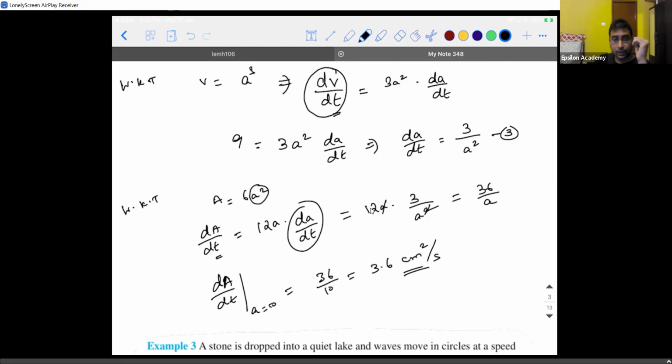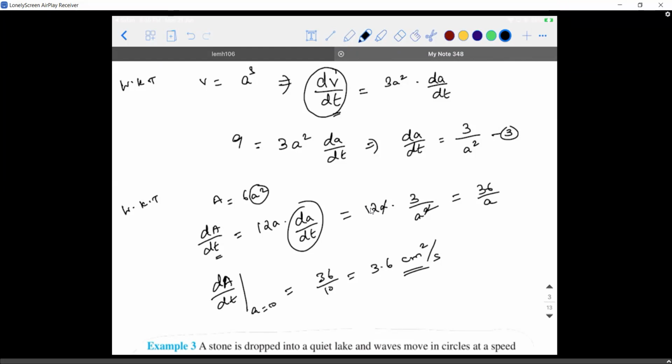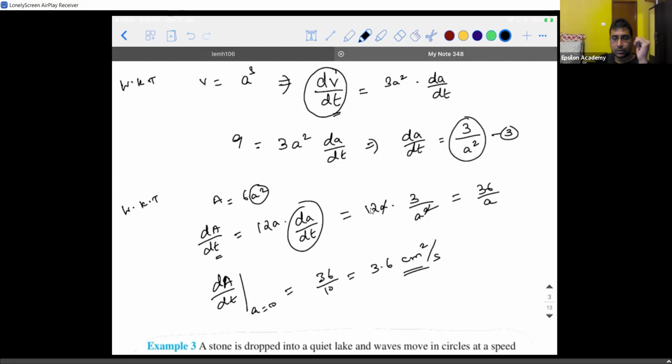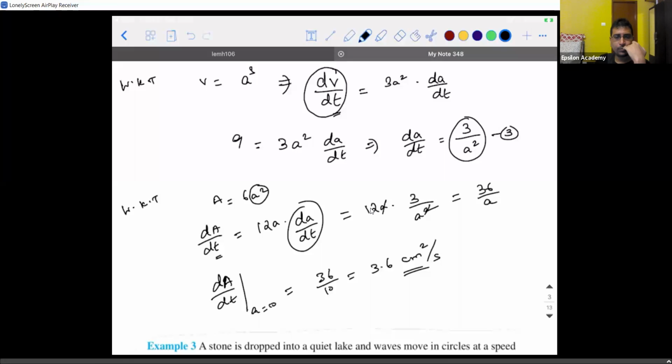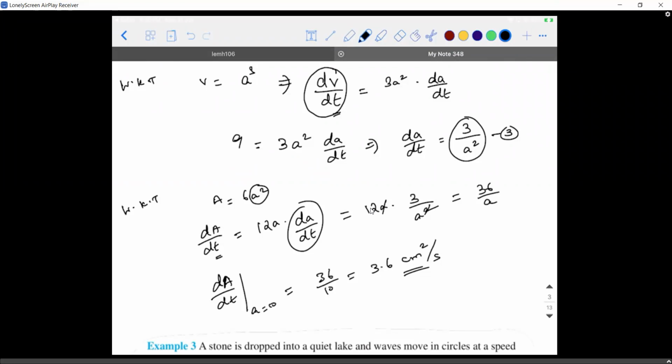So you're asking why, in equation 3 here, I didn't substitute. There you could have done it. You will get the same answer. Check and see. Okay, sir. It will be the same.